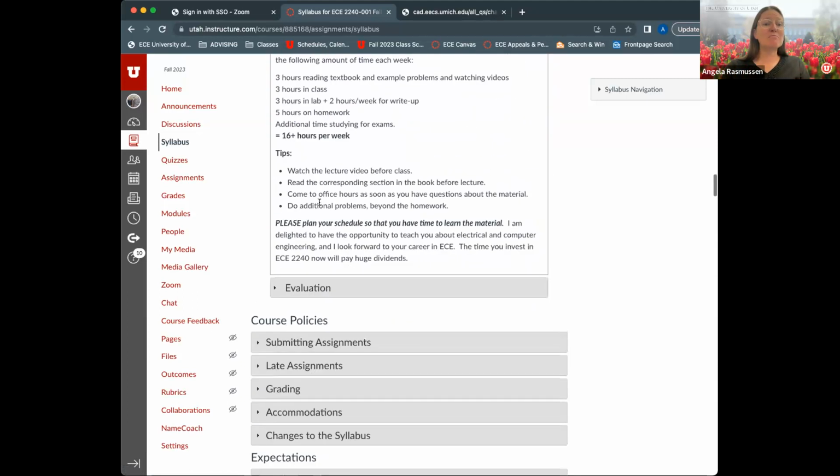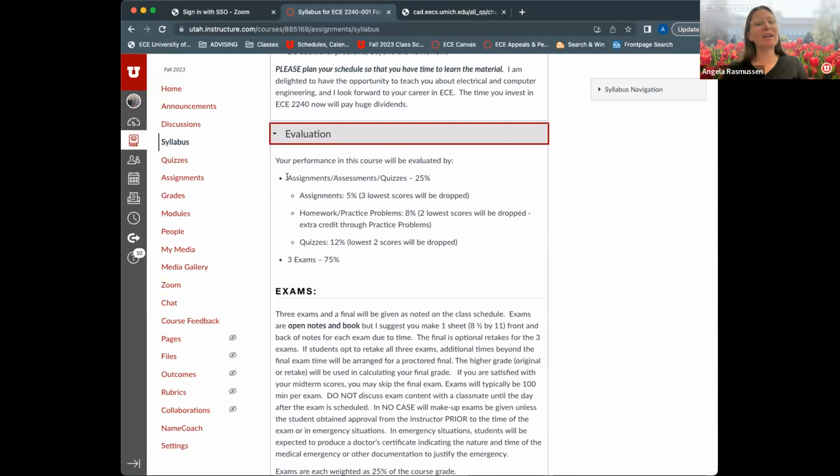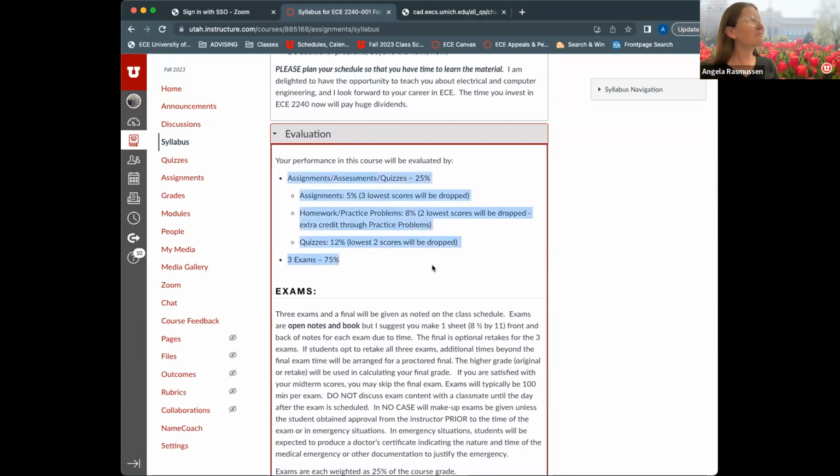This is about time management and expectations, and then what you probably all want to know: how do I grade? So this is the grading outline. 25% of the grade will be those homework assignments. My assessments, I changed to homework, so they're the same thing, and quizzes. So that grouping will be 25%.